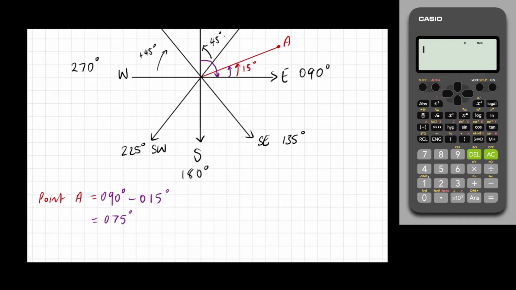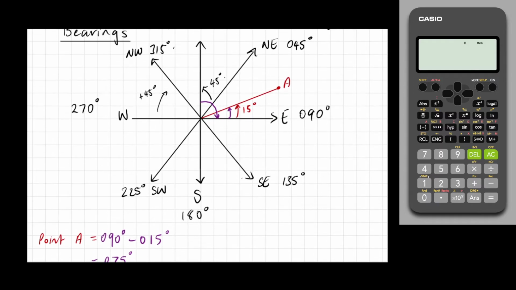And as this is a true bearing, we don't have to write north, northeast, or whatever. We just write 075, okay? Let's have a look at another one. So let's say we had this one down here, okay? And we'll call this one point B. And we'll say point B is going to be 30 degrees like this, okay? So 30 degrees in there.